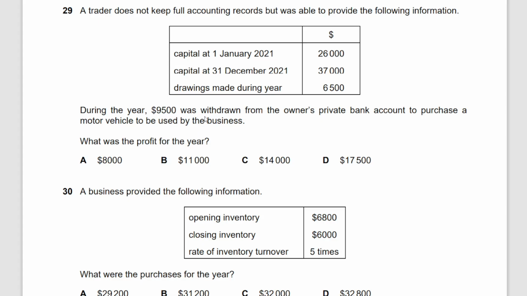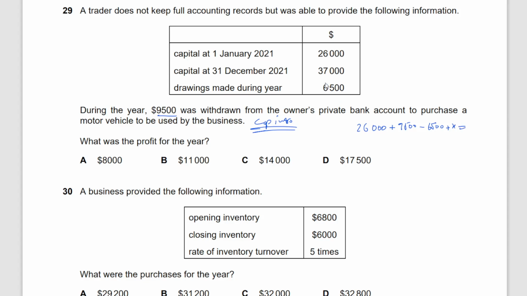So let's see. During the year, this was withdrawn from the owner's private bank account to purchase a motor vehicle to be used by the business. Don't be tempted to simply think that this is drawing. This is actually capital introduced. The owner introduced this 9,500 worth of motor vehicle into the business. Now opening capital, that's how the magic formula goes, plus capital introduced, minus drawings, and plus the profit, which we don't know yet. We can just say X. We don't know the profit because we know it's going to increase the capital.